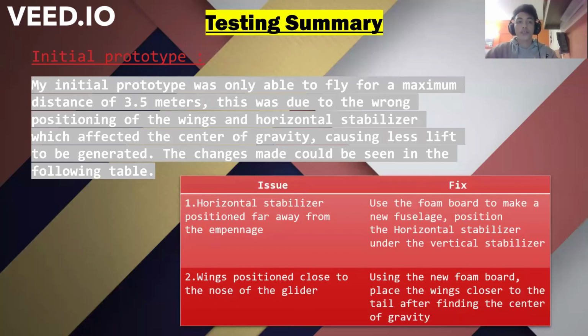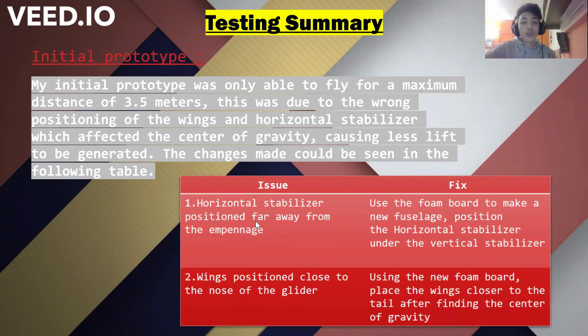Moving on to my testing summary, my initial prototype was only able to fly for a maximum distance of 3.5 meters. This was due to the wrong positioning of the wings and the horizontal stabilizer, which affected the center of gravity, causing less lift to be generated. The changes made can be seen in the following table.